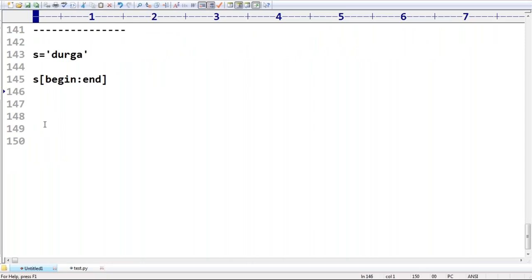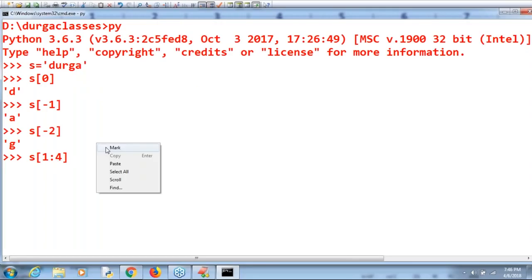Sir, I'm not talking completely about the slice operator, just the basic idea. It is going to return from begin index to end minus 1 index. Then 1 to 4 means 1, 2, 3: U, R, G. Can you please observe? By default, we are going to get U, R, G.